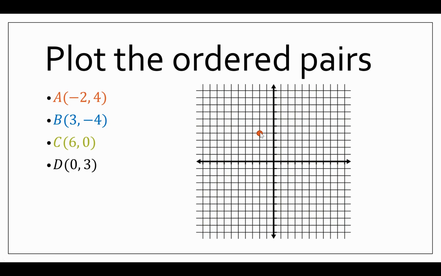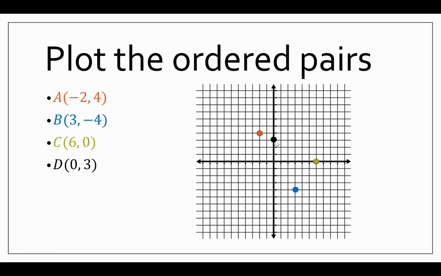Plot B, 3, -4. So we're going 3 to the right and then 4 down. So right there. 6, 0. So we're going 6 positive, and 0 means we're staying on that y-axis. And then for letter D, we're going 0 left and right and 3 up. Plot right there. So you can see that using this plane, you'll be plotting points.